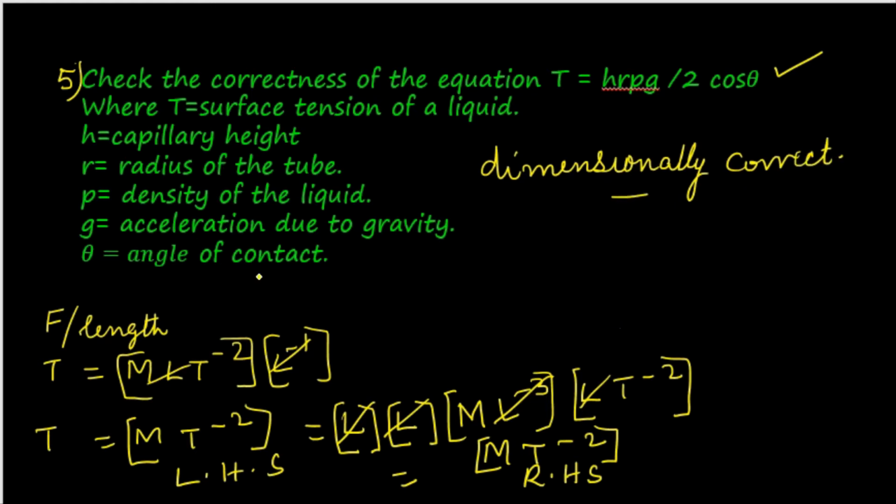This is how questions are asked in the examination. A physical equation is given, the various parameters like, as you saw here, H, R, P, G, etc. are also given. You have to identify the physical quantity, then find out the dimensions and then write it on either side of the equation and see whether they match.